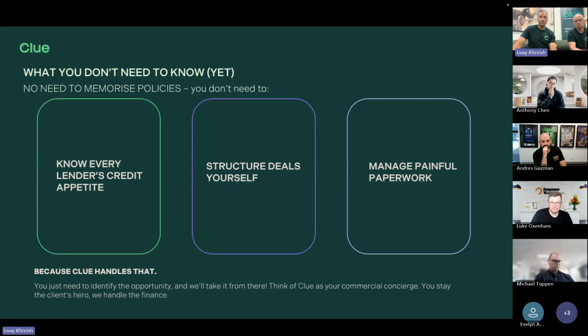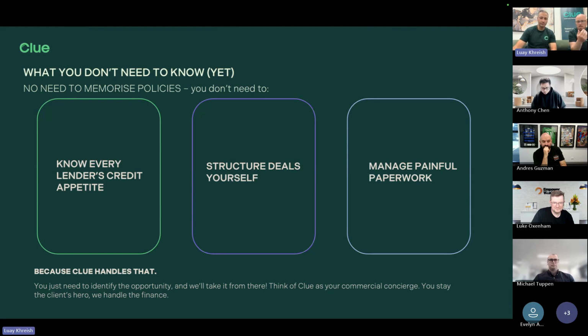So, you guys, it's very important that you know that you don't need to be an expert in commercial to be able to identify or help your clients with their commercial requirements. All you need to know is the conversations that you need to have, or the clues to listen out for. You don't need to know every lender's policy. You don't need to know how to structure the deals. You just need to know how to identify them and pass them on, because that's what we do. Our platform is that you just identify the opportunity, send it over, we get the deal done, you keep the relationship and look like a hero.